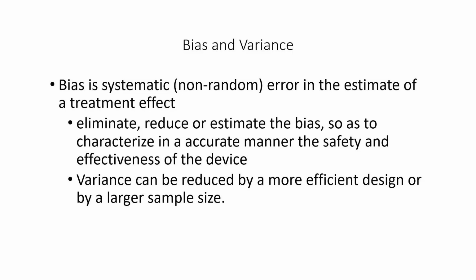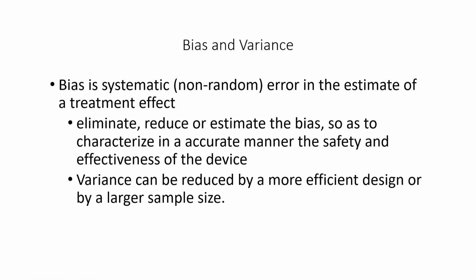Bias and variance is something to be understood statistically, right? So bias is a systematic non-random error in the estimate of a treatment effect. Typically what that means from a philosophical level is, you know beforehand what the results are going to be, or you know this is going to go in this direction. That means you're not doing the study properly, or you're doing it with preconceived notions. You have to eliminate, reduce, or estimate the bias so as to characterize in an accurate manner the safety and effectiveness of a device, tissue construct, or biomaterial, right? So bias has to be clearly laid out.